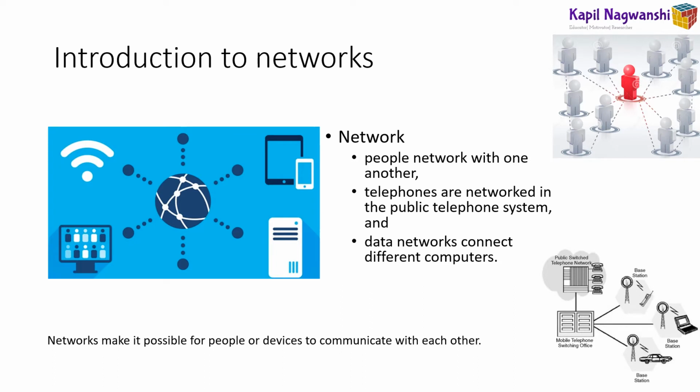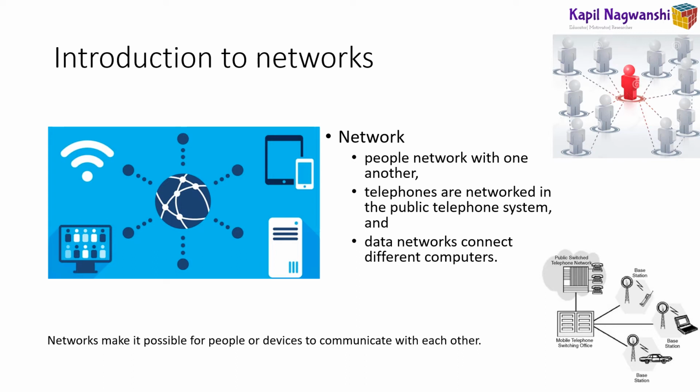What is network? Network can be interconnection of anything, or whatever we want to communicate with some other person using some link. These are coming under network. Example of network include people network with one another. Here you can see people network with one another. One people have different network, and other people have some other network, although two or three friends are common.